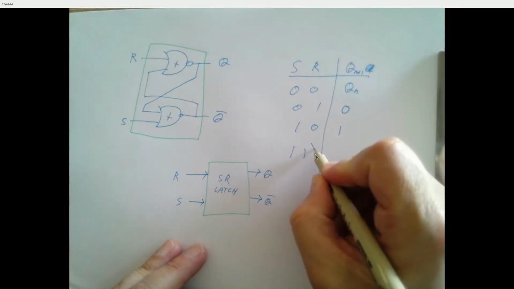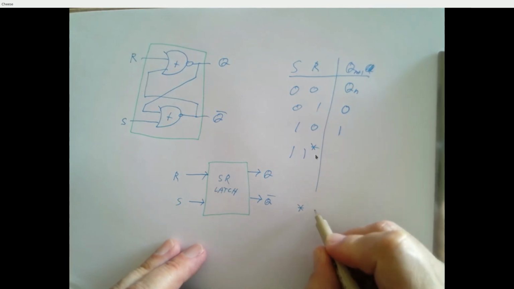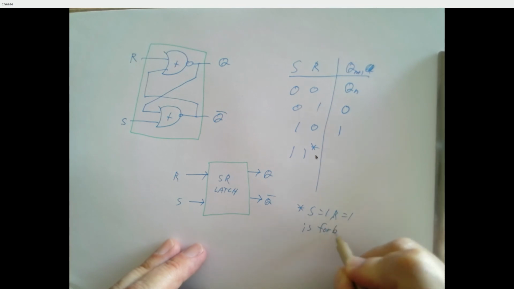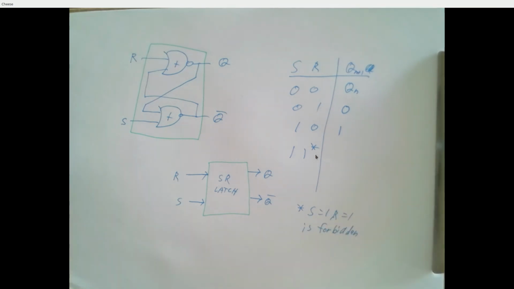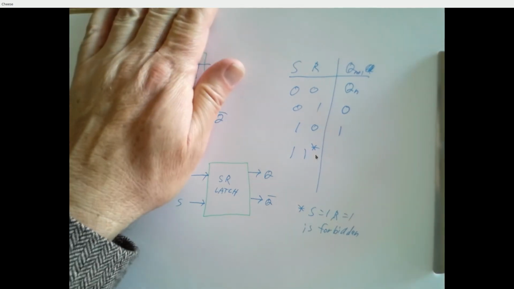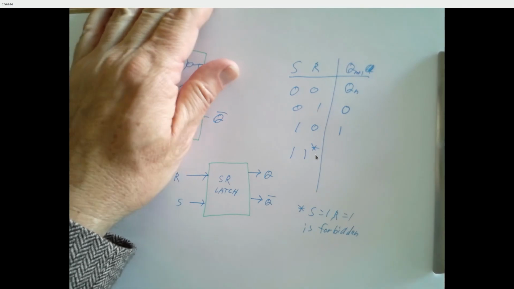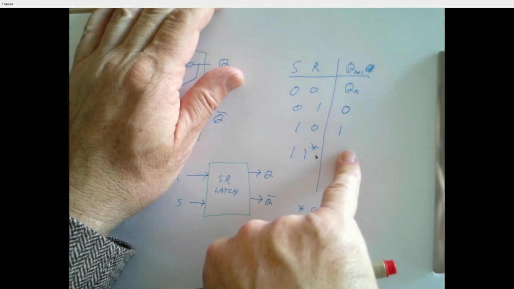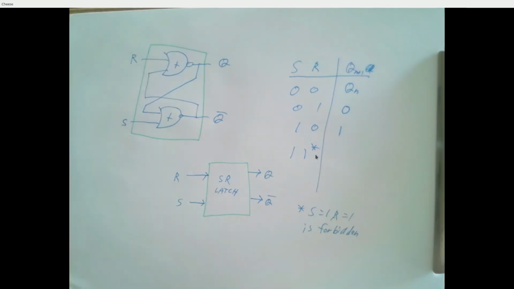And then we might say something like this. If S equals 1 and R equals 1, that's a forbidden input combination, so we may not tell you what happens in that case. So once we have this, we forget about this. Well, we don't forget about it. When we're working with an SR latch, we're thinking of this and we're thinking of this.